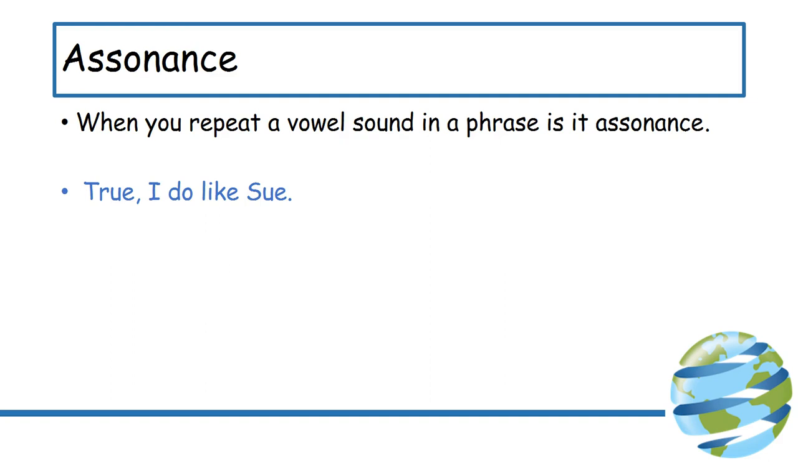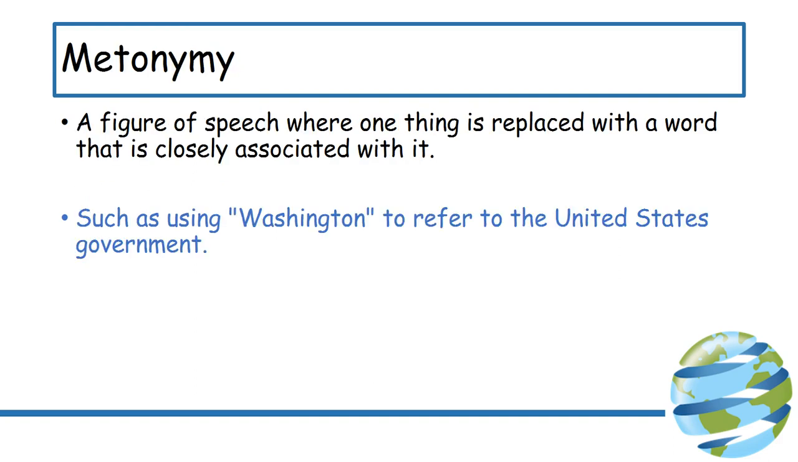Assonance is when you repeat a vowel sound in a phrase. True, I do like Sue. Throughout this you can hear that the vowel sound is repeated, that oo sound. Metonymy is a figure of speech where one thing is replaced with a word that is closely associated with it. So, for instance, instead of referring to the United States government, you might just refer to Washington. Obviously, Washington is the place where the United States government is based, so this word is closely associated with it, but it's not the actual thing.